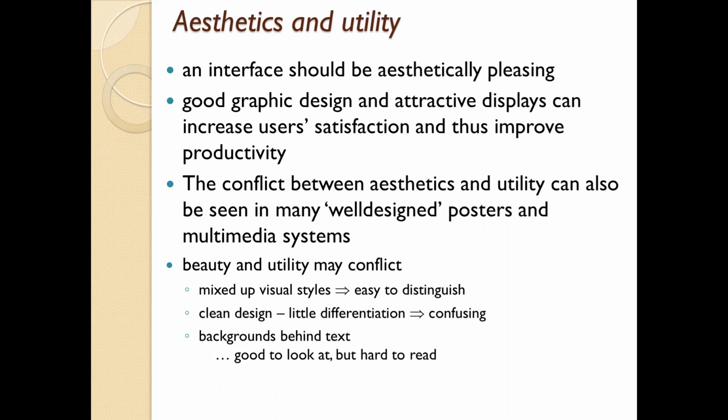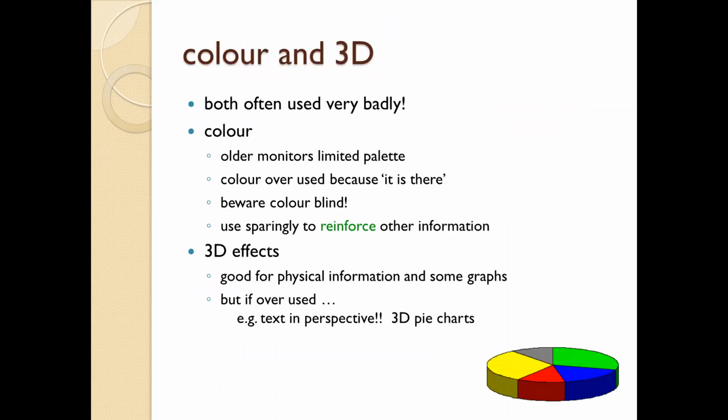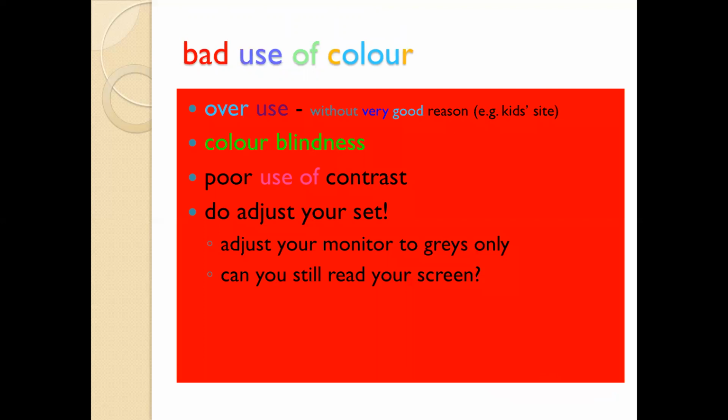The conflict between aesthetics and utility can also be seen in many well-designed posters and multimedia systems. Beauty and utility may conflict: mixed-up visual system, plain design, background behind text. Color and 3D are both often used very badly. Color: older monitors had a limited palette. Color is overused because it is there. Beware of color blindness. Use color sparingly to reinforce other information. 3D effects are good for physical information and some graphs, but if overused, text in perspective, 3D pie charts, are bad use, overuse without very good reason.